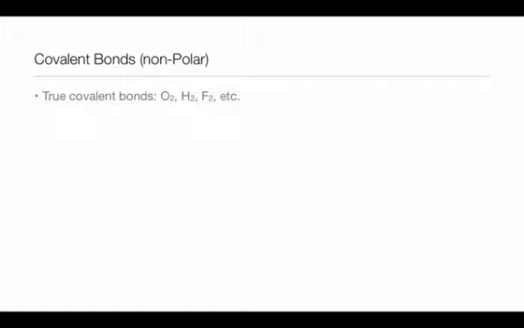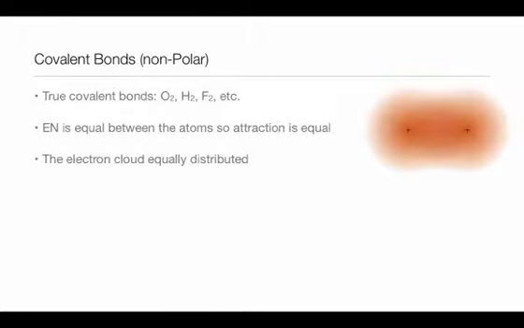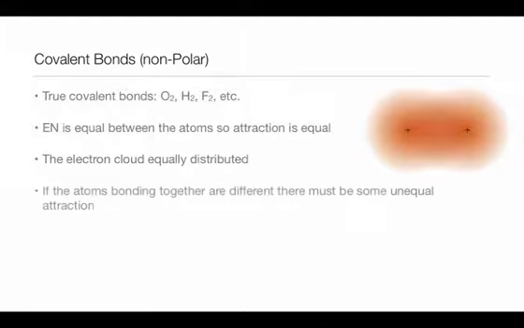Oxygen, hydrogen, fluorine, all of the diatomic molecules that we have, these would be considered purely covalent bonds between the atoms. What this also means is that when that bond is formed, the electron cloud is equally distributed. You'll see here that we have an equal distribution of the electron cloud around these two points. The two positive signs represent the nucleus. The chemical bond then would be the area here where you get the highest density of electrons.